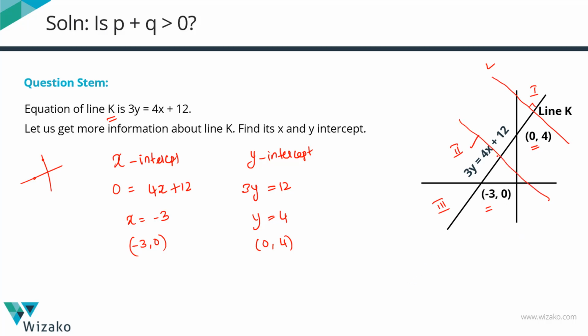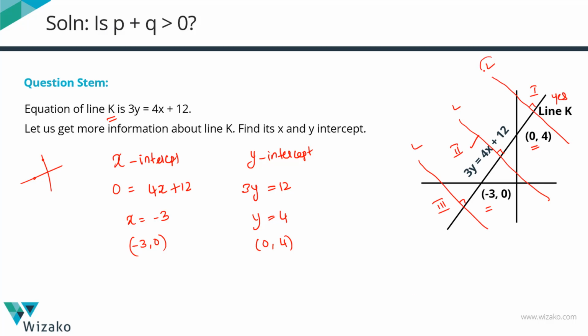It could be parallel to the first line, intersecting with line K in the second quadrant. This could be a possible candidate for line L. The third possibility is that this could be our line L intersecting with it in the third quadrant. If from the statements we are able to determine that it intersects in the first quadrant, both P and Q are positive, and the answer would be yes.